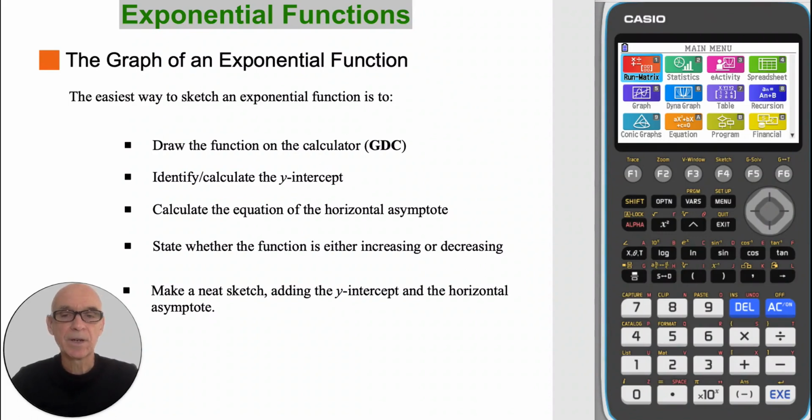The easiest way to sketch the graph of an exponential function is to draw the function on the calculator first, and then to identify or calculate the y-intercept, then calculate the equation of the horizontal asymptote, and state whether the function is either increasing or decreasing, and then finally, to make a neat sketch, add in the y-intercept and the horizontal asymptote.